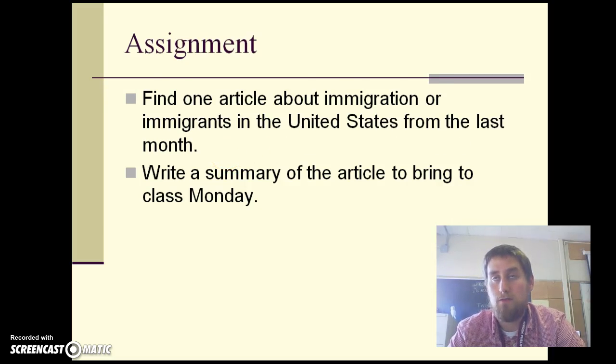What I want you to do in order to understand this argument about immigration is to find one article about immigration or immigrants in the United States from the last month. It has to be dated in the month of September 2015, right? I don't want any articles from a year ago or 10 years ago, just this month. And then write a summary of the article to bring to class on Monday.